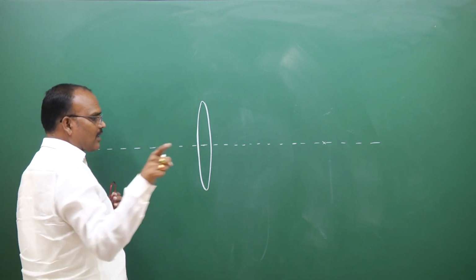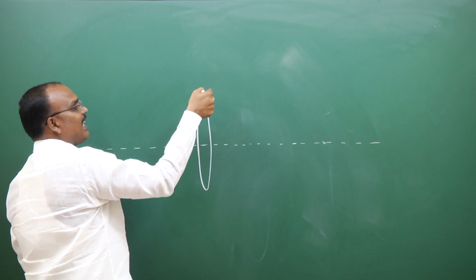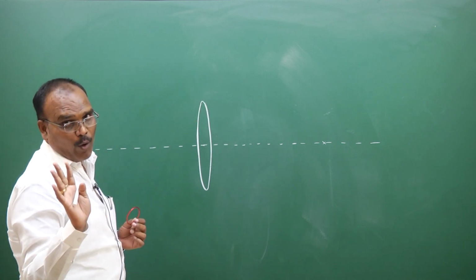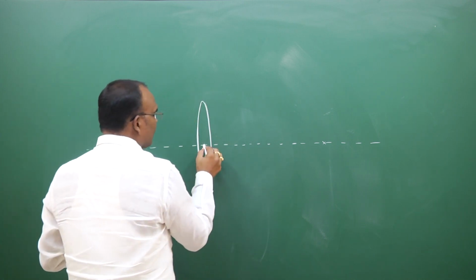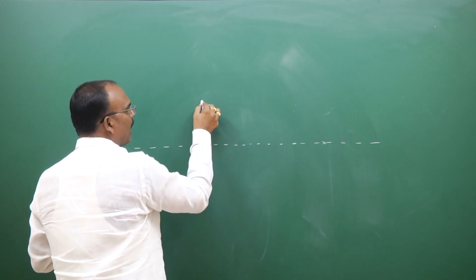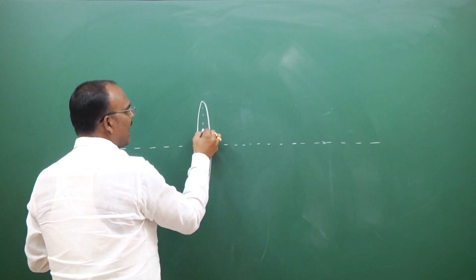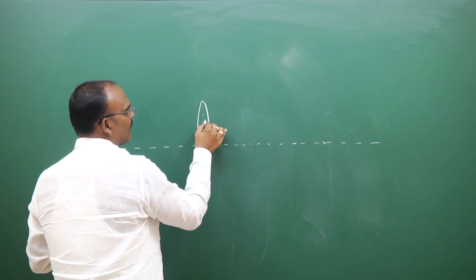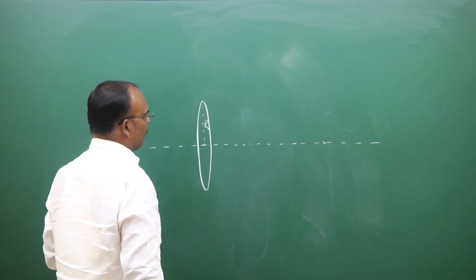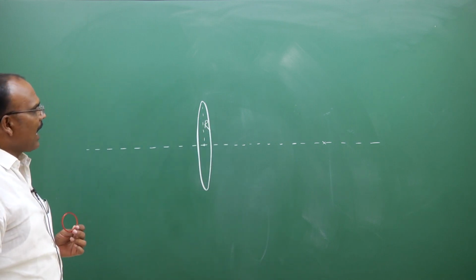Always this is the outer side. This will be the inner side. You remember this, important. Now, this is the center of the circular loop. Now, this will be the radius of the loop. Radius of the loop, I will take it as capital R. Radius of the loop is capital R.